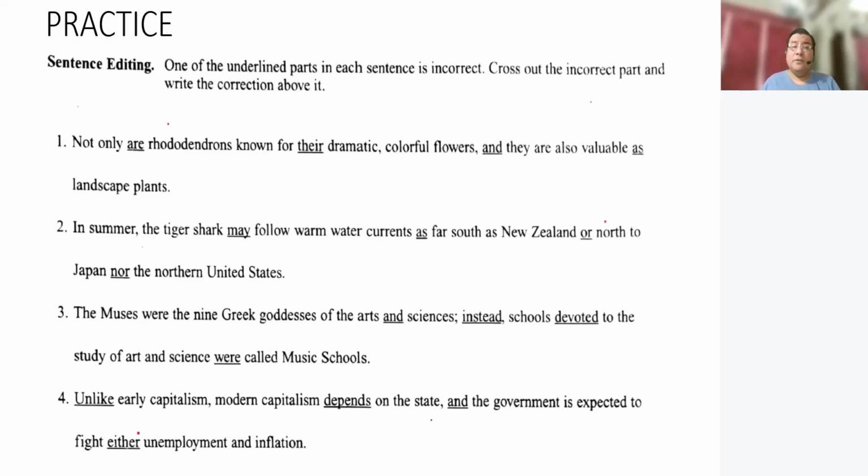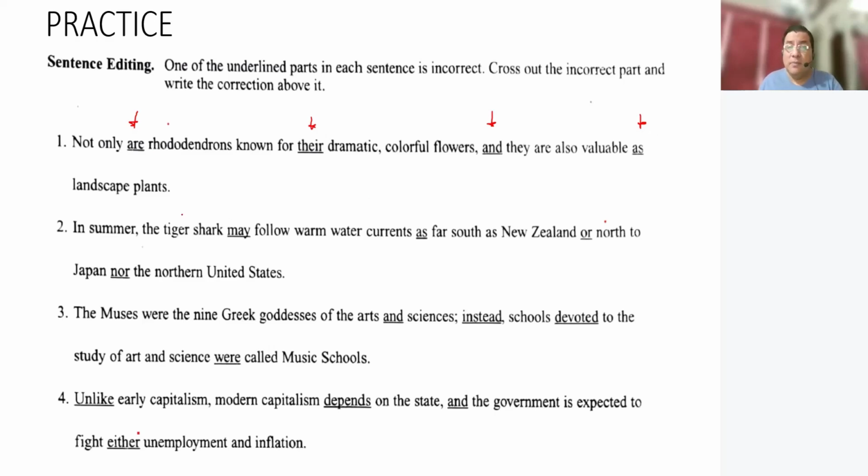So we see, for example, in the first sentence, which says, not only are rhododendrons known for their dramatic, colorful flowers, and they are also valuable as landscape plants. We see there are 4 parts in this sentence, actually 4 words that have been underlined. One of them is incorrectly placed because it violates the grammar rules for constructing the sentence correctly. So let's examine one at a time, trying to discern which one is the incorrect one. And then let's propose a correction for it.